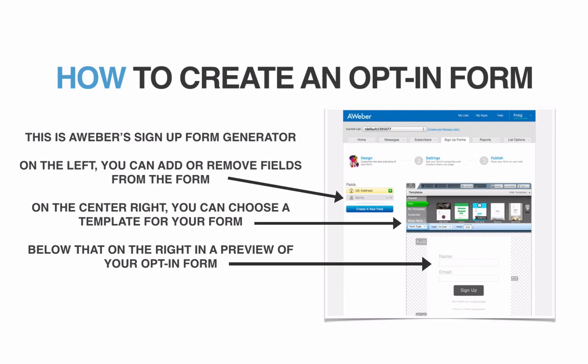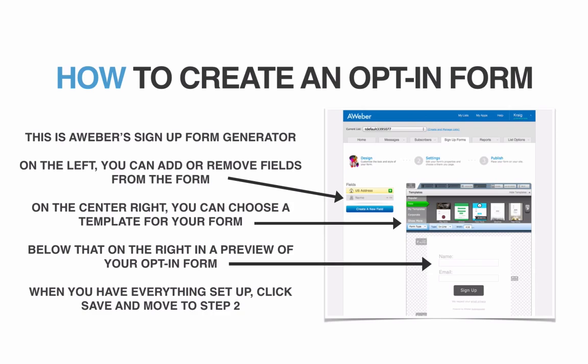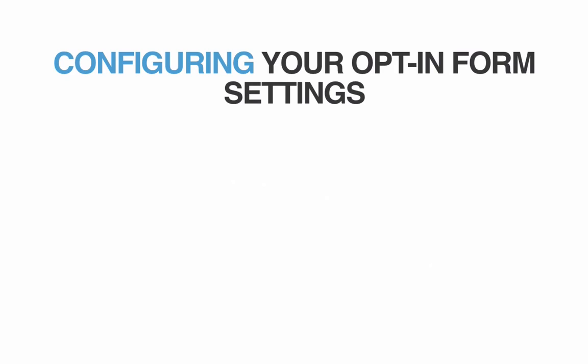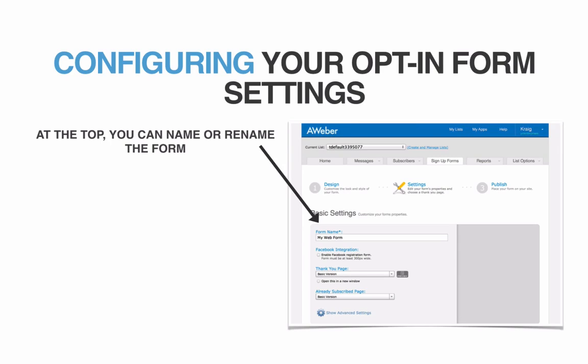So as you add fields to it and as you change the template, you're going to see those changes reflected in that preview. And then when you have everything set up, there's a couple buttons below. You'll click Save It, and then you'll move on to Step 2. And now Step 2 is really configuring your opt-in form.